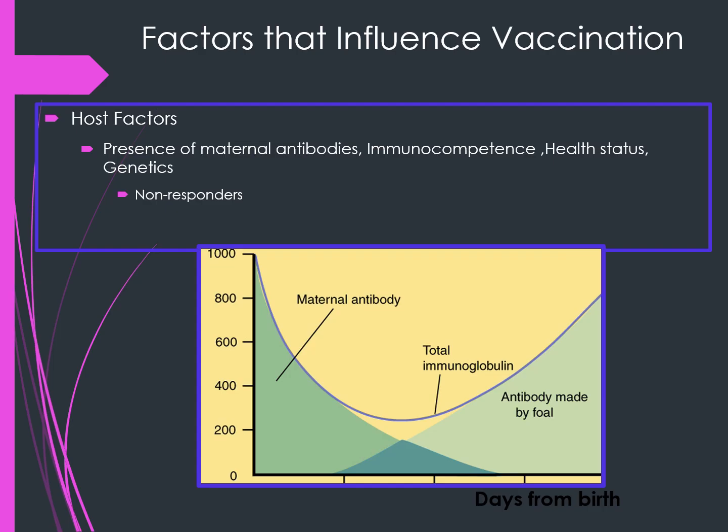High levels of maternal antibodies can neutralize the vaccine virus or bacteria before the infant's immune system has a chance to develop its own response, effectively blocking the vaccine's ability. And some vaccines will be more affected by maternal antibodies than others.